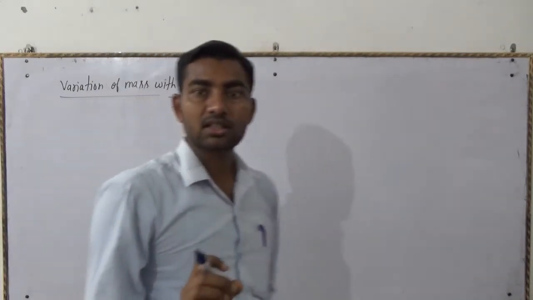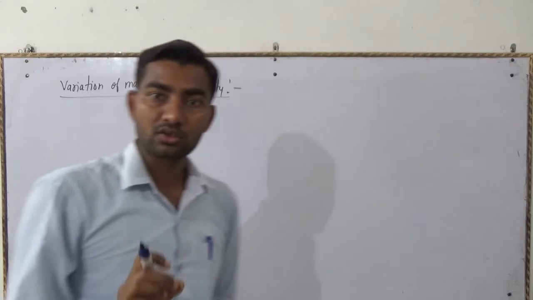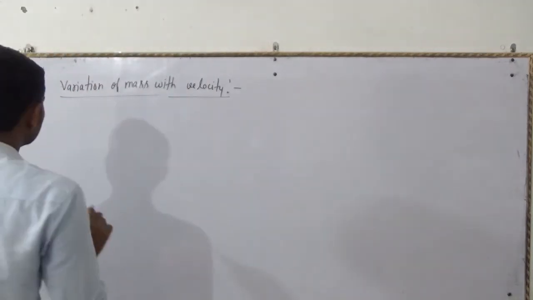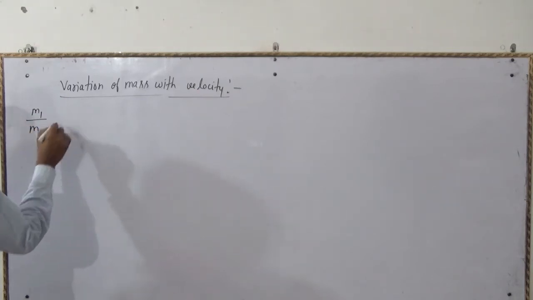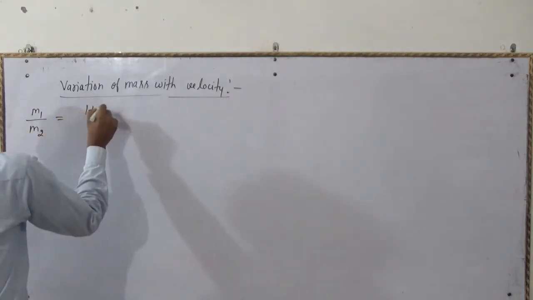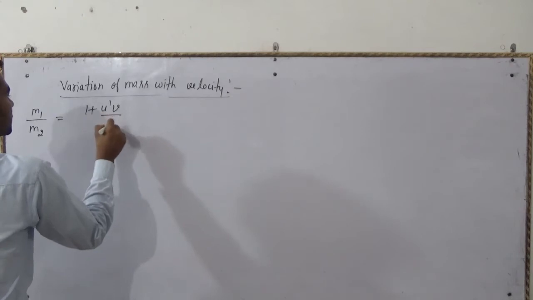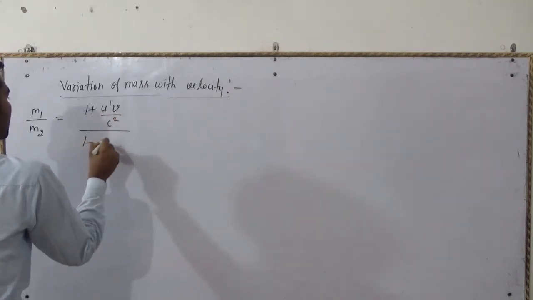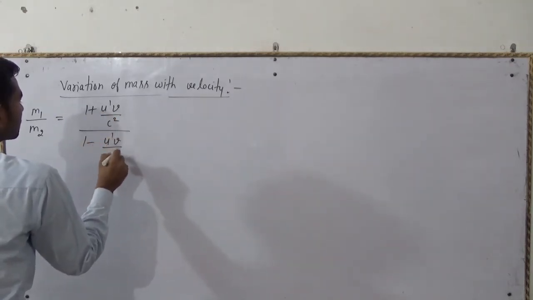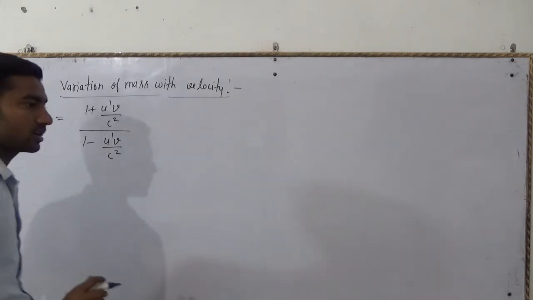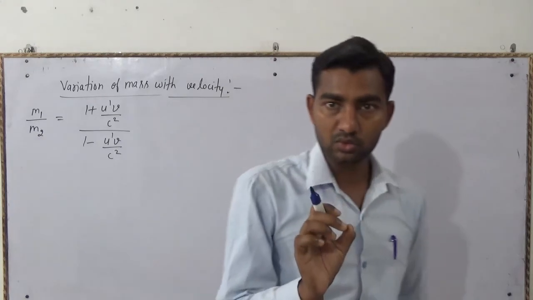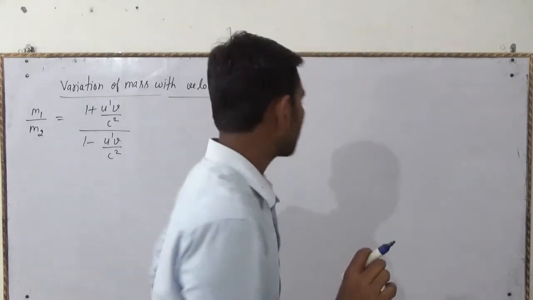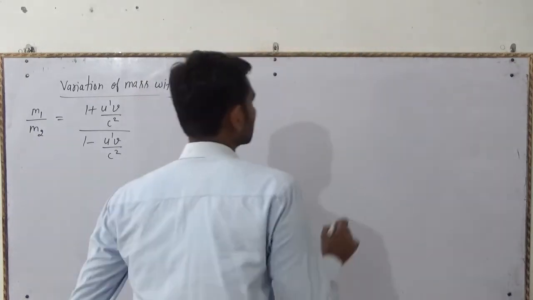Friends, in the previous lecture we discussed the ratio of masses m1 and m2. We found the result m1 by m2 is equal to 1 plus u dash v by c square upon 1 plus u dash v by c square. We have found the ratio of masses m1 and m2.